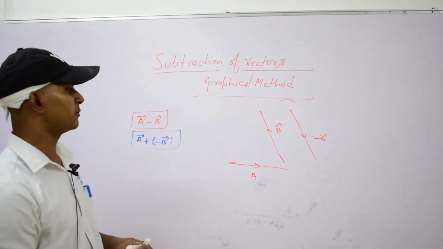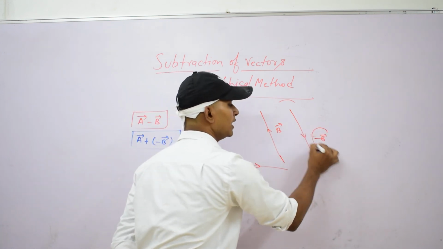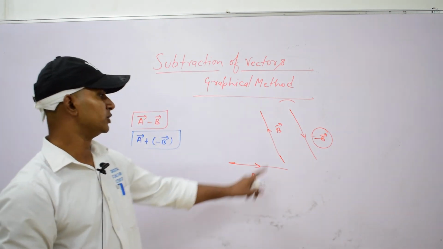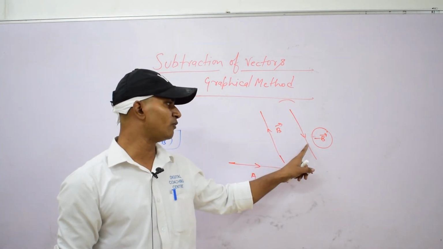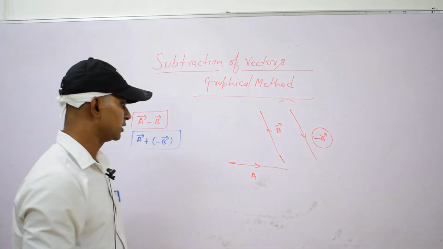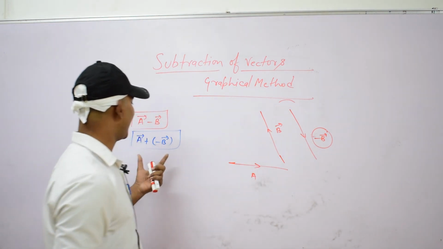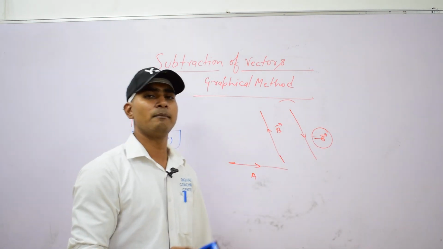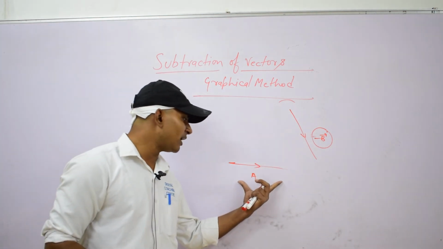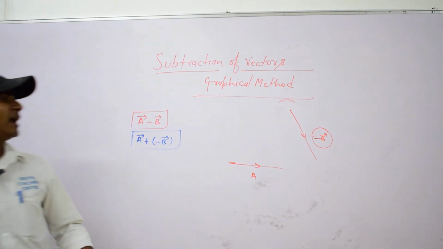Any vector which is representing a particular direction, if we just change the direction, that vector's magnitude will remain the same, but due to the direction change this minus sign will come. So if vector B is represented like this, then vector minus B will be represented like this in the opposite direction. So just see here. Let's suppose now we have to add this vector A and this minus B. So the rule will remain the same. We have to add this vector A and another vector, which is minus B. So we have to add these two.